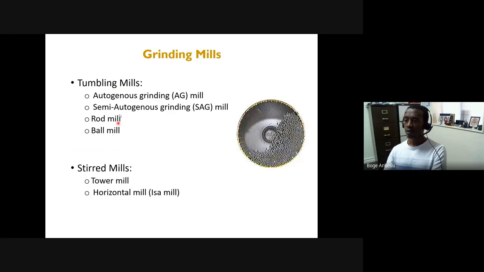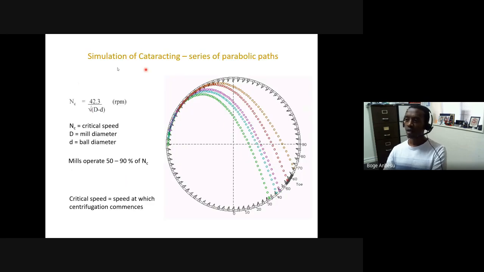Okay, so again, different types. Could be tumbling, stirred. These are more coarse grinding. These are more fine grinding. And during grinding, what I want you to know is also the so-called critical speed of a mill, especially if it's a tumbling mill. As we said, if you rotate the mill too fast, we start to have a problem with particles and everything in the mill sticking to the wall and nothing much happens. So we need to operate at a fraction of the critical speed.